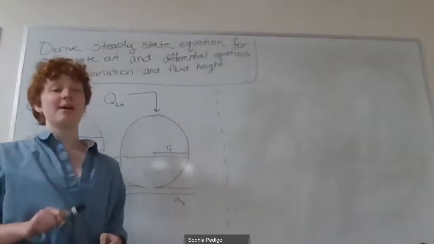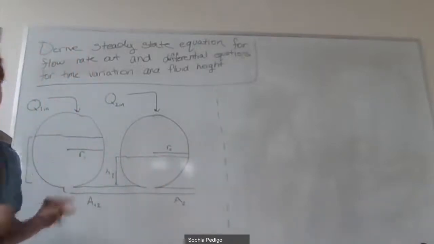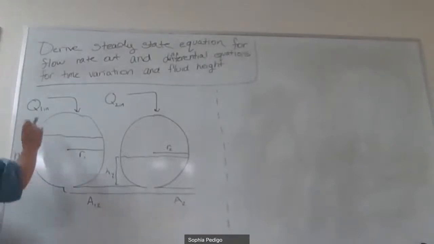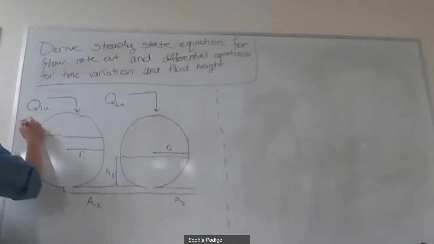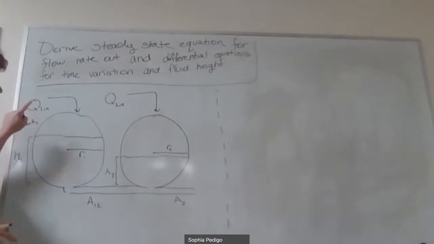Hey everyone, my name is Sophia Pedigo, and today we're going to be looking at a problem in which we have these two spherical tanks. For each of these tanks, we have a flow rate going in. This one I'm just going to call tank 1, and we have a flow rate going into that tank called Q1N.